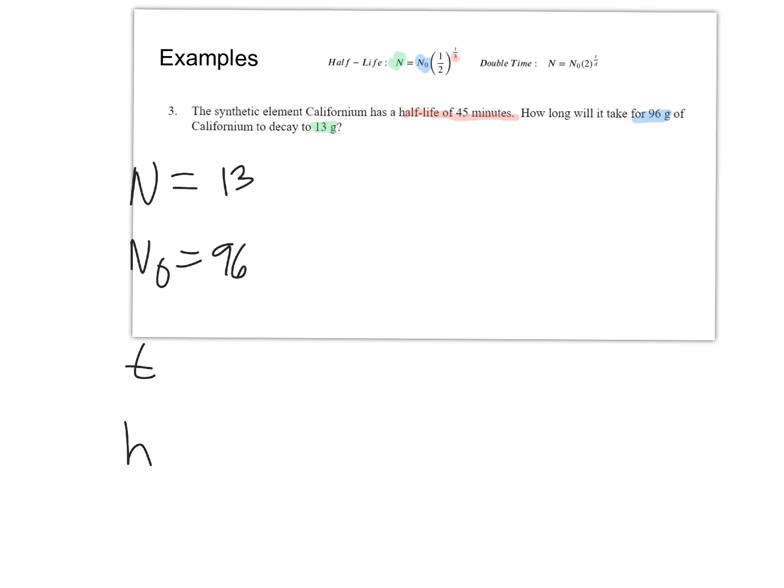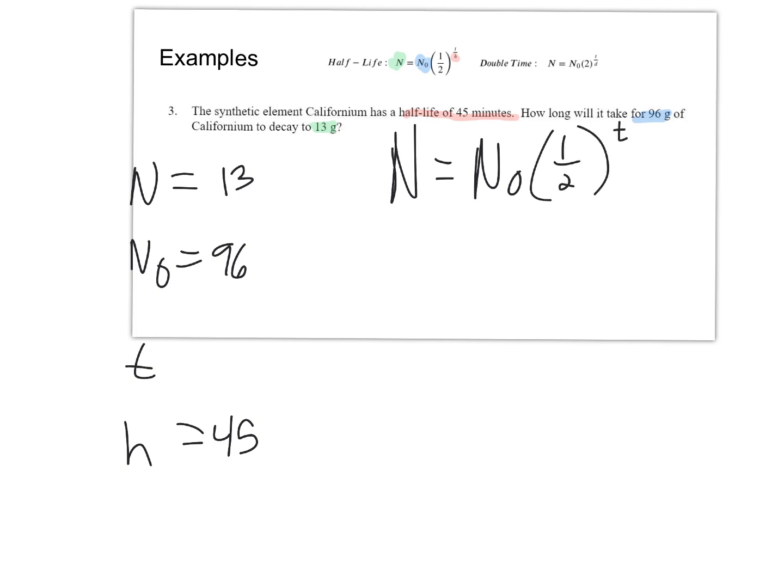Okay, time. I don't know what that is, but I know the half-life is 45 minutes. N-O times 1/2 to the T over H. No buttons, please. I push it. Why don't I fix that? I'll shut this off. Where's my power button here? There. Now you can push the buttons all you want. I don't care. I shut the keyboard off.